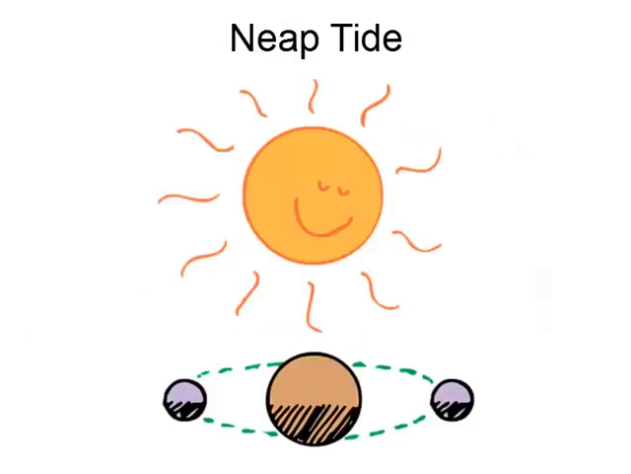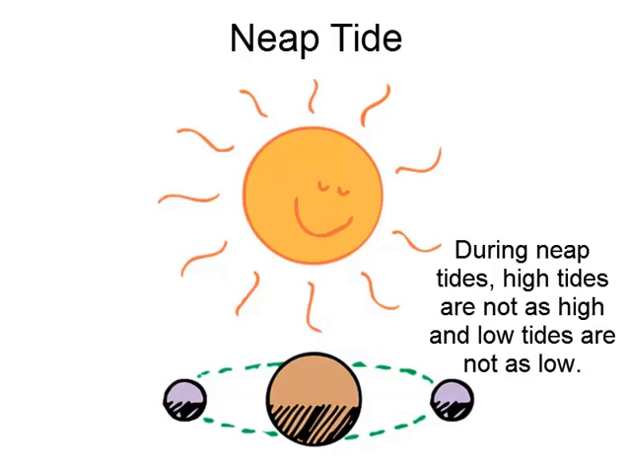A neap tide occurs when the moon is halfway between a new moon and a full moon, in either direction. The poles of the moon and the sun are perpendicular to each other. The solar and lunar tides don't overlap, so the high tides are not as high and the low tides are not as low.